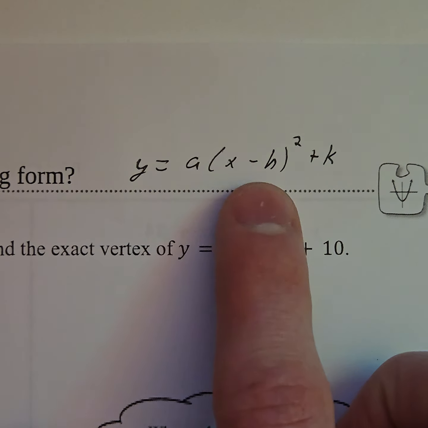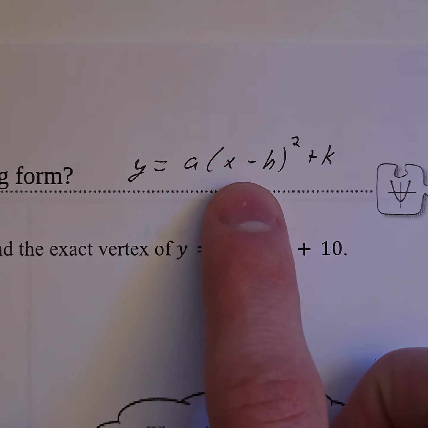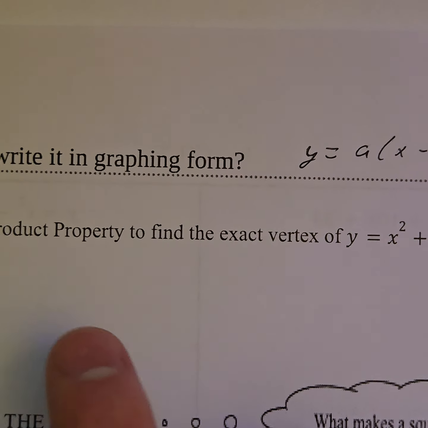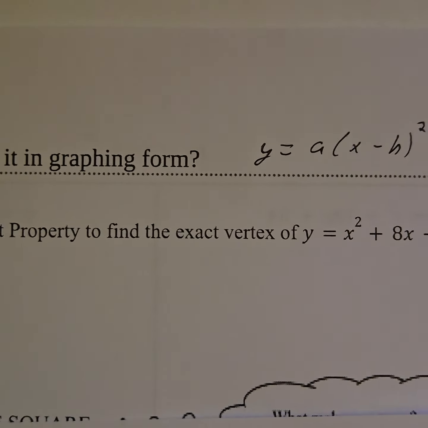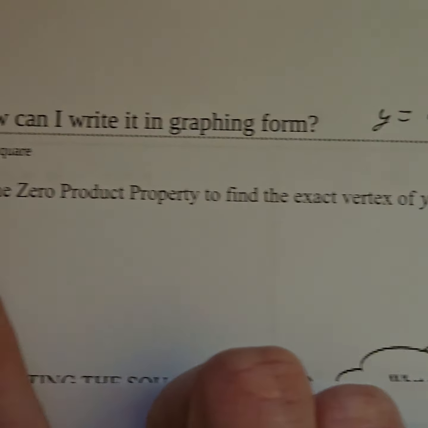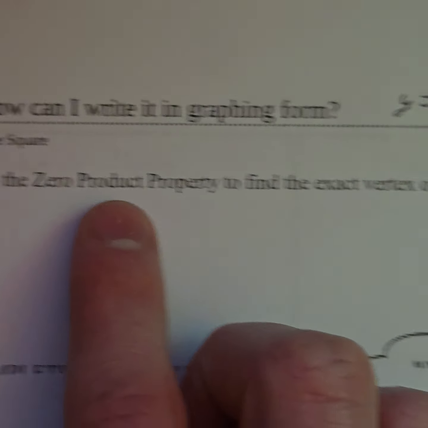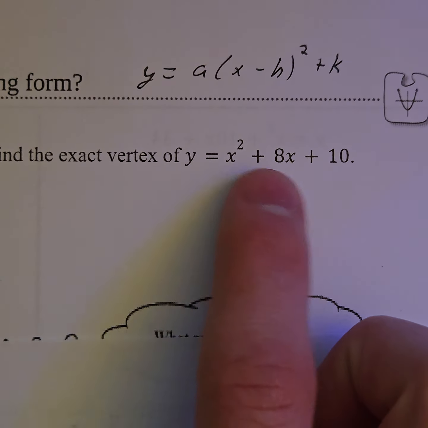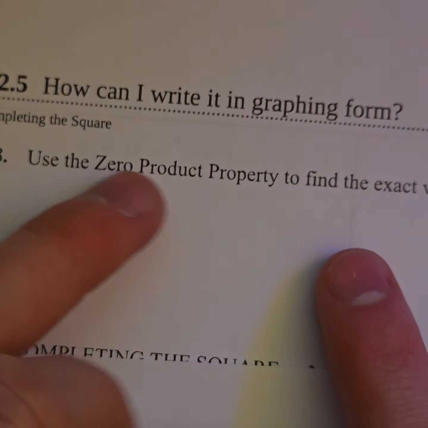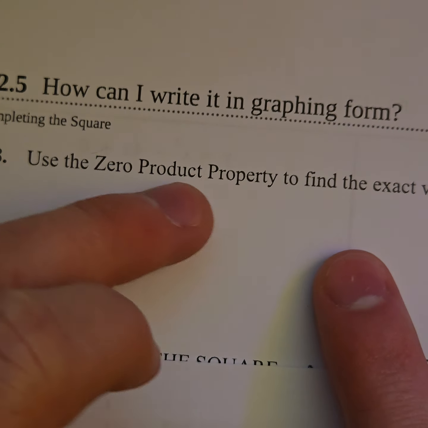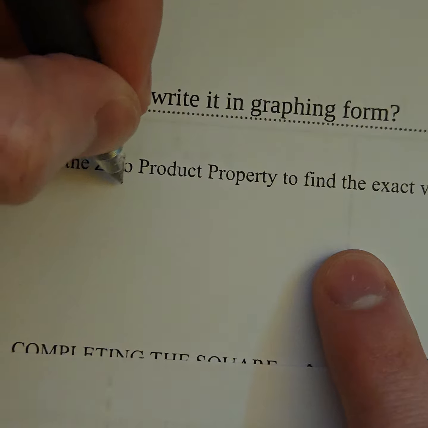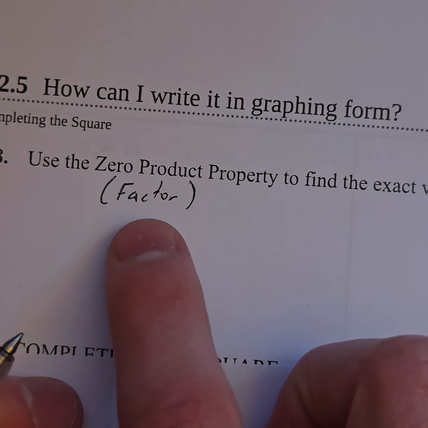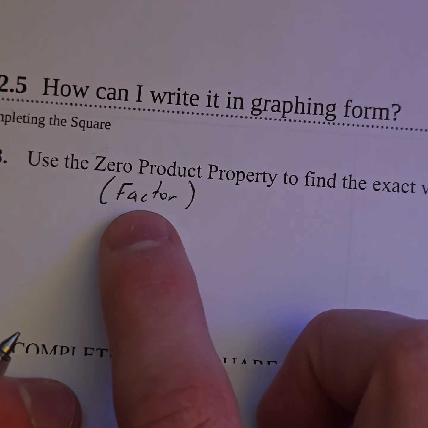Remember, the whole point of getting it in graphing form is so that we can find the vertex very easily. Okay, so take a look at number 98 here. I'm going to cover up the bottom problem. I have something written there. So take a look at number 98. It says use the zero product property to find the exact vertex of this quadratic. So the zero product property, remember, whenever you see this on a test or on a team test or something, always think factor. So we need to factor and then set the factors equal to 0.